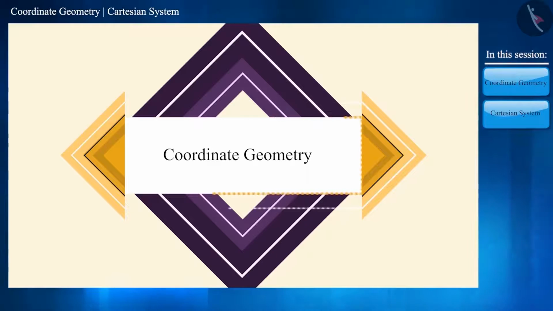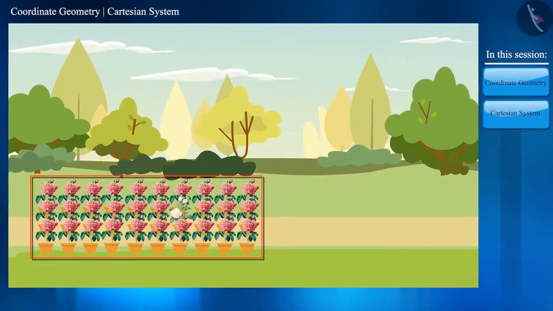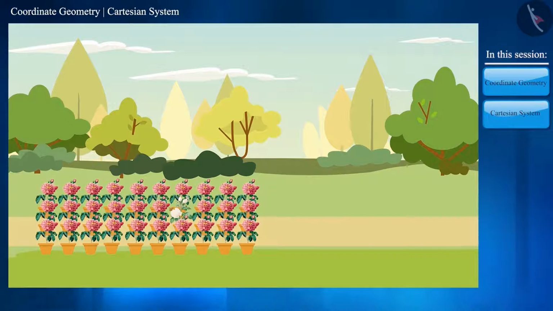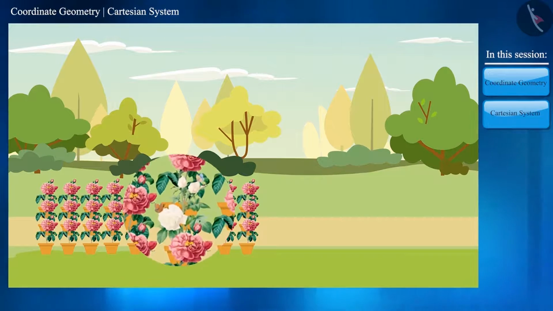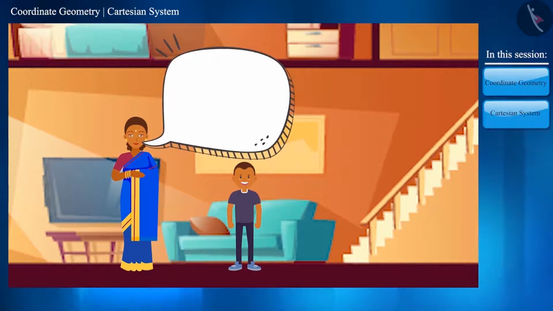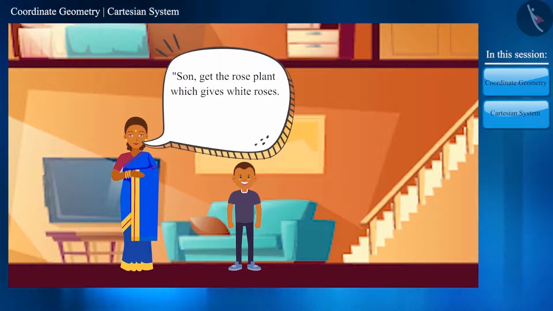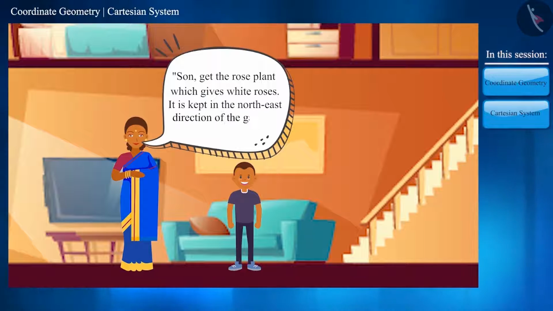Let us start this session with a story. In a field, many plants were planted, of which there was only one plant which had white roses on it. Rahul's mother asked him to get the same plant with white flowers. She added that it is kept in the northeast direction of the garden.